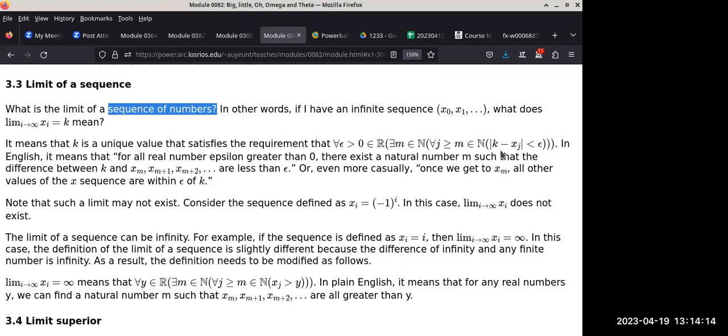So not all sequences have a limit. One really simple sequence, which is defined here, is x of i equals -1 to the power of i. This thing has no limit because it keeps oscillating between 1 and -1. So it cannot have a limit.